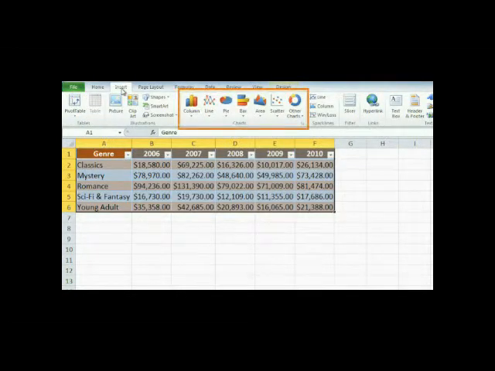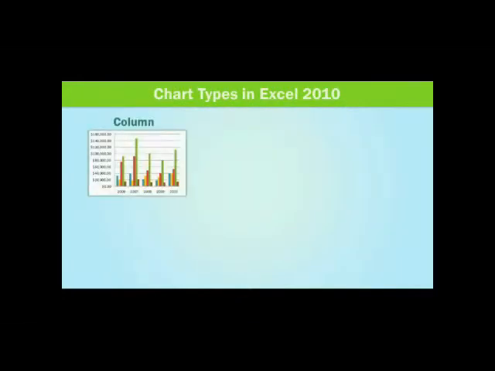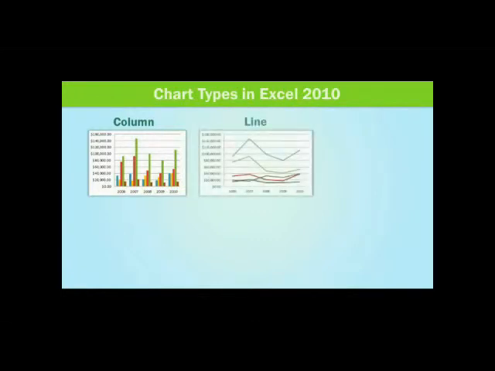In the Charts group, you'll see all of the different categories, and each one has its own advantages. So let's take a look at a few of the more common ones. Column charts are good all-around charts, and they work with many different types of data. Line charts are best for showing trends over time. Pie charts let you easily compare the proportions of different items.